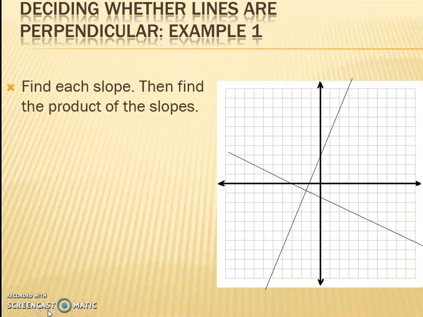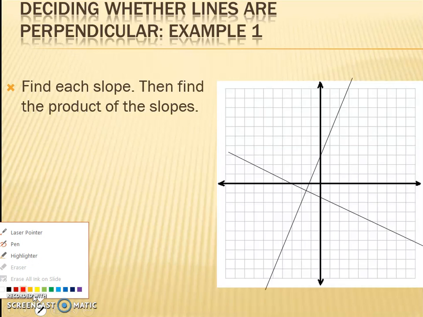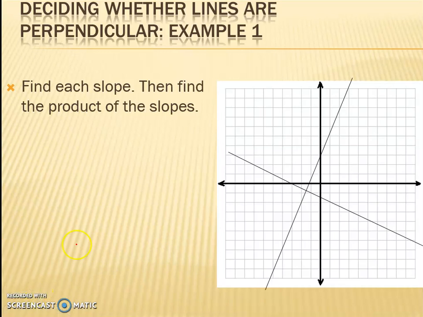So let's take a look at these two lines. We're going to find the slope of each line and see if they are perpendicular to each other. We're going to pick a point on this line. I'm going to pick this one, and then I'm going to pick another one. So we're going to go 1, 2, 3, 4, 5 over 2. So that's 5 over 2, rise over run. That is the slope of this line, 5 over 2.